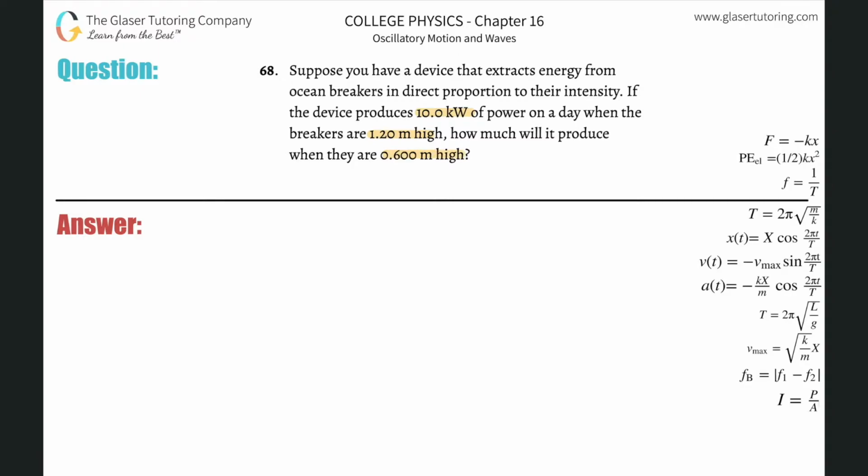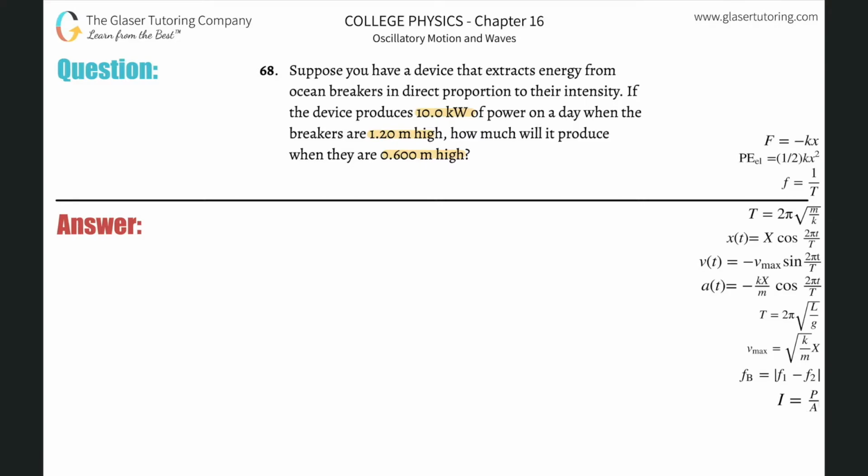All right, so basically you have waves that are breaking, right? So you have waves that are going to be 1.2 meters high, and they're going to produce a power of 10 kilowatts. Now what's going to happen is when the breakers, or the wave height, is reduced to 0.6, we have to find out how much power it will produce when the wave is going to be half the height.